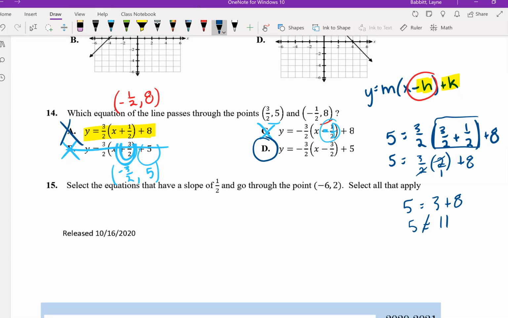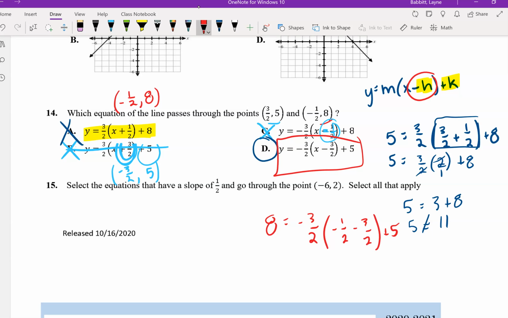I want to confirm that, though, by plugging in again. I'm just going to plug negative 1/2, comma, 8 into this one, just to be sure. So 8 equals negative 3/2 times negative 1/2 minus 3/2 plus 5. Start in the parentheses. Negative 1/2 minus 3/2 is negative 4/2. And remember, 4 divided by 2, or 4/2, just simplifies to 2. It's going to be 8 equals negative 3 over 2 times negative 2 plus 5.